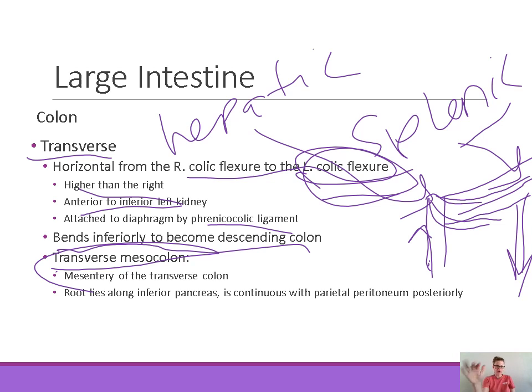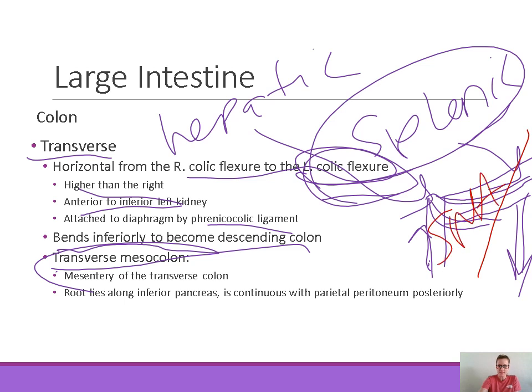This area here, this left colic flexure, this splenic flexure, represents another one of our transition points when we talk about blood supply. Up to this point, the other parts of the colon are supplied by the superior mesenteric artery. At this splenic flexure, the parts distal to this are going to be supplied by the inferior mesenteric artery.